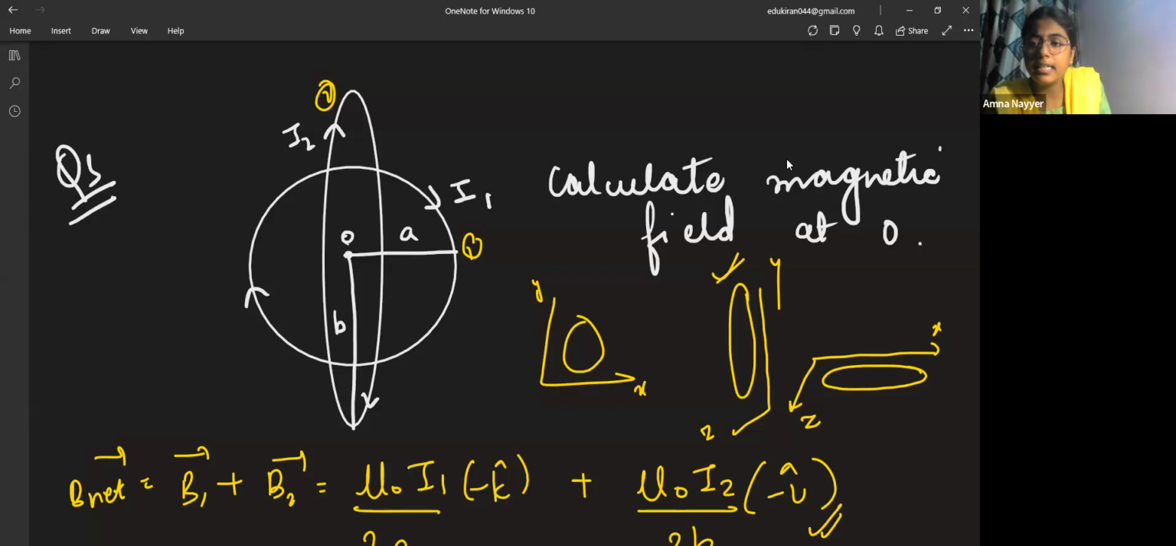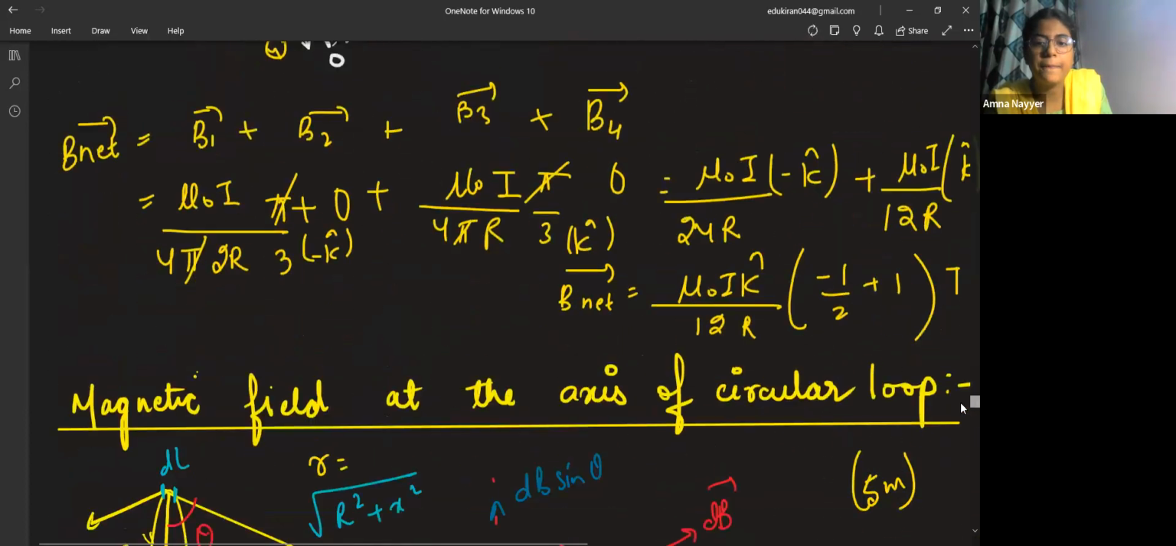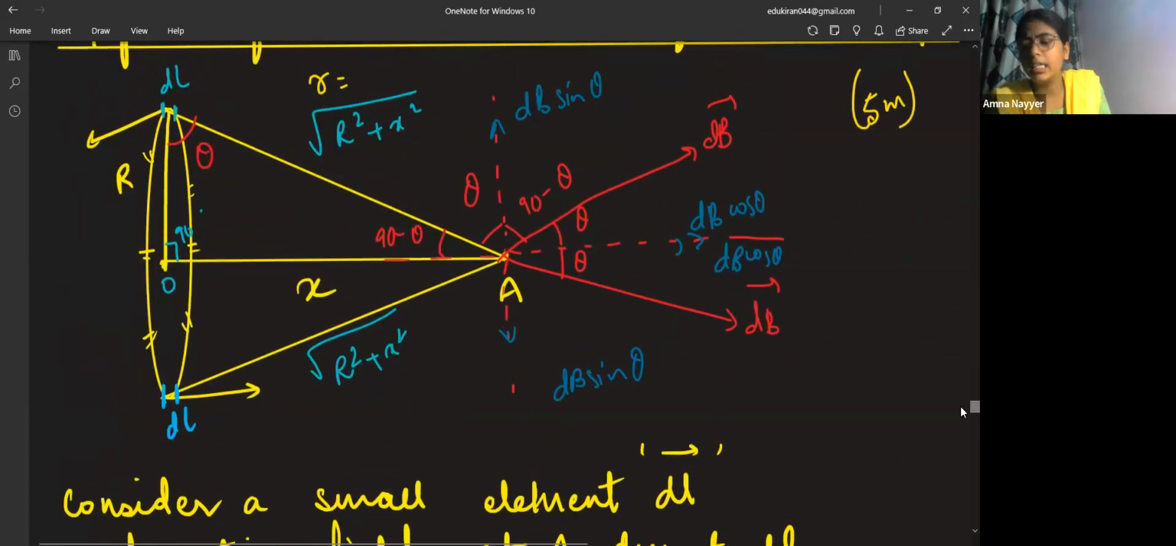Now is this clear? Yesterday this couldn't be shown. All those who were having doubt. And one more question. See, for a circular ring, this is the center. But if we keep it like this, this is the axis which I was talking about. So at its axis, if you want to calculate, this is how you will find it.